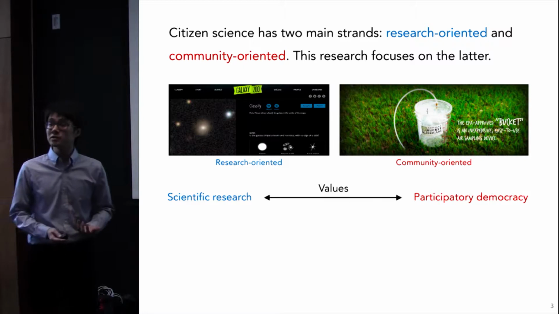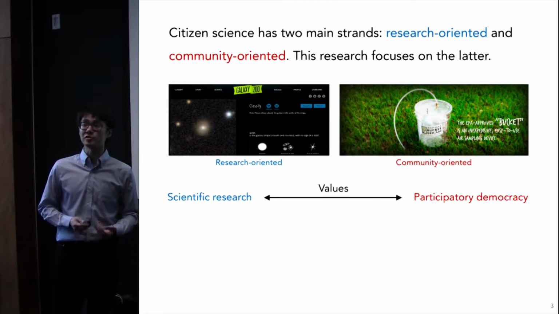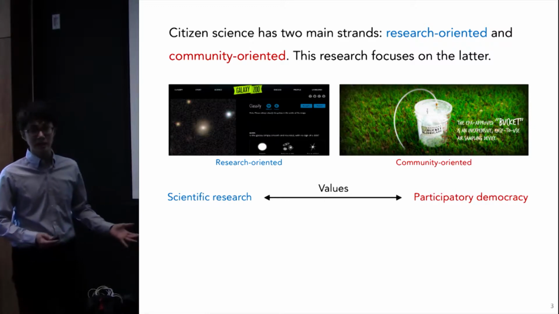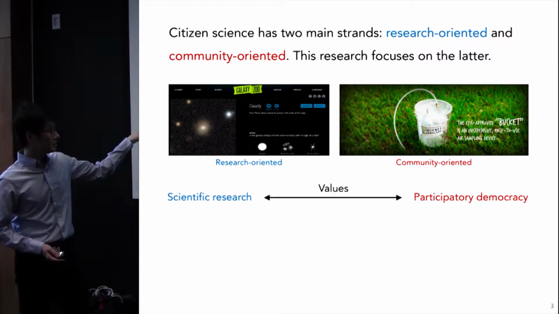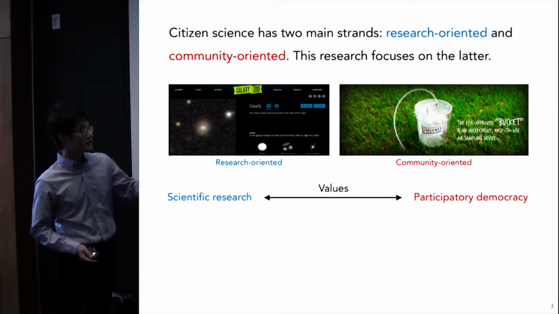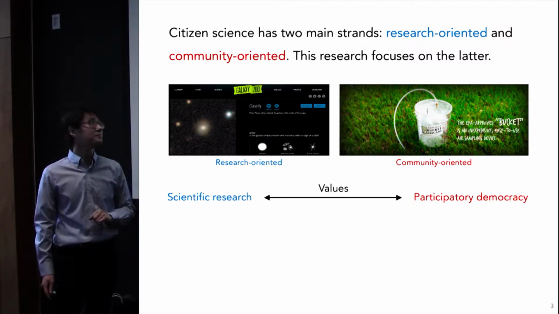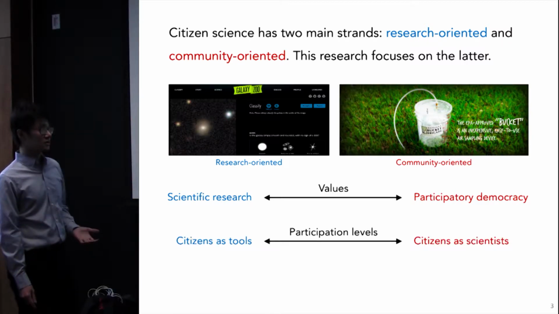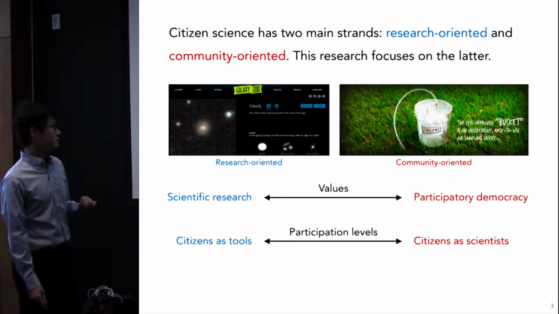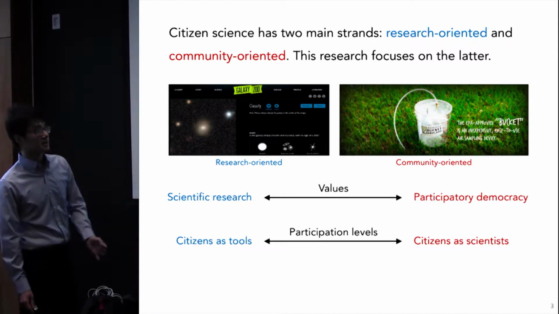Okay, so in general we can think about citizen science from three different aspects. First one is the value, which is the one that I just described. It's about scientific research versus participatory democracy values. The second dimension, we can think about it as participation levels, from citizens as tools to citizens as scientists.